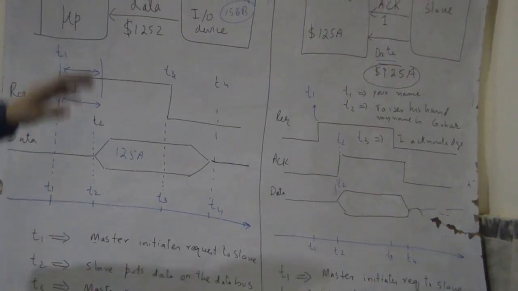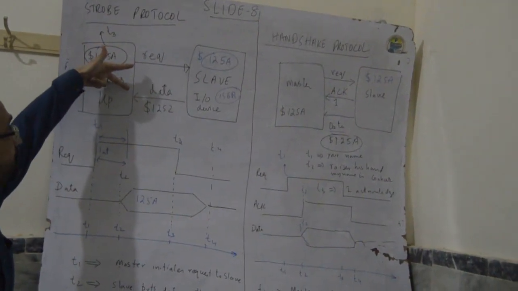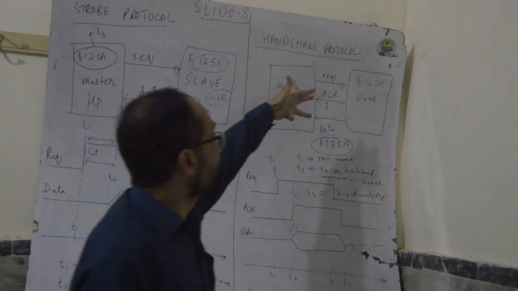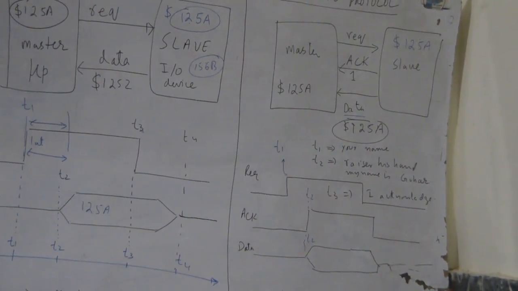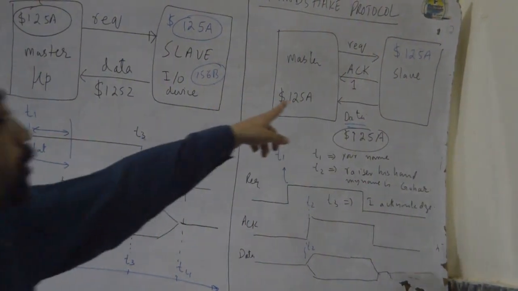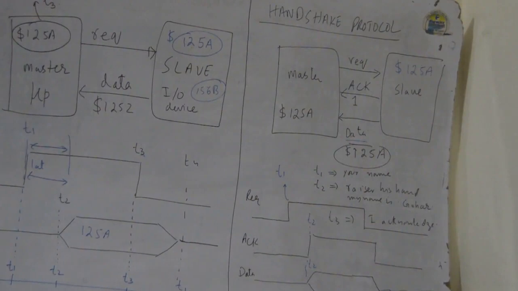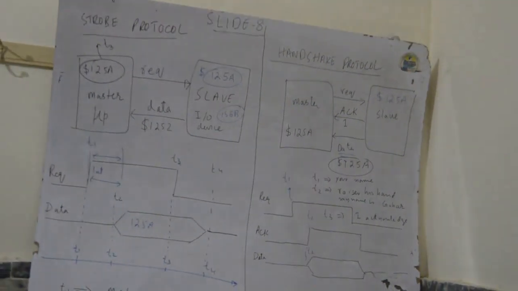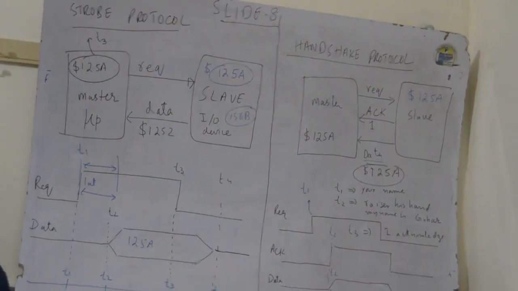So the strobe protocol requires two signals, while the handshaking protocol requires three signals. The handshaking protocol is used for devices which have variable latency, and the strobe protocol is used for devices which have fixed latency.